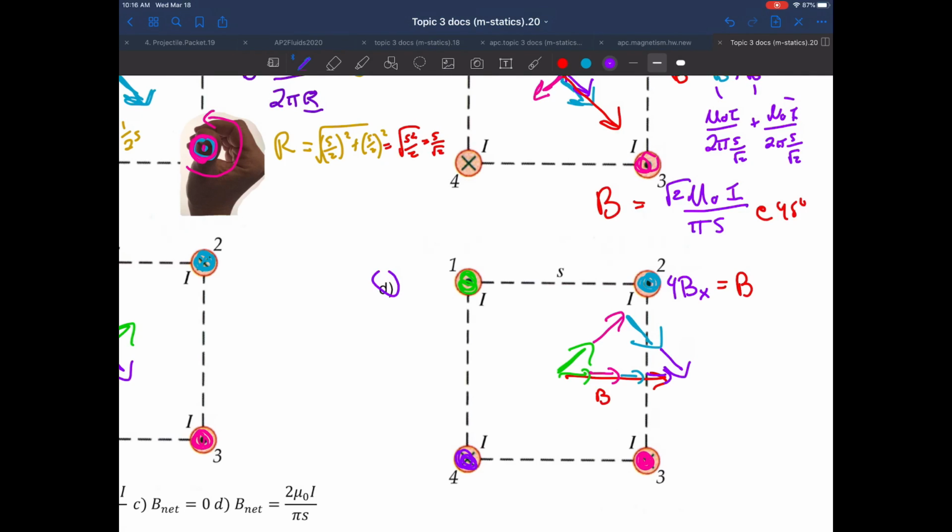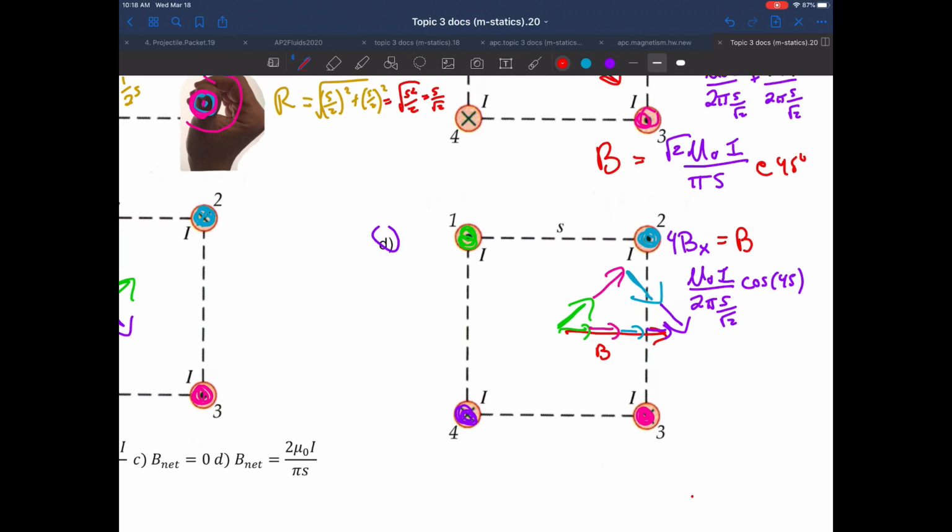Okay, so you already know B from above, right? B is just one of these values, mu naught I over 2 pi r, and r is S over root 2, as we found earlier. So now to get the x component, it's at 45 degrees, so let's just take the cosine of 45. Let's simplify that: mu naught I over 2 pi S over root 2, and cosine of 45 is root 2 over 2 in terms of special triangles. And then we're going to take 4 of those.